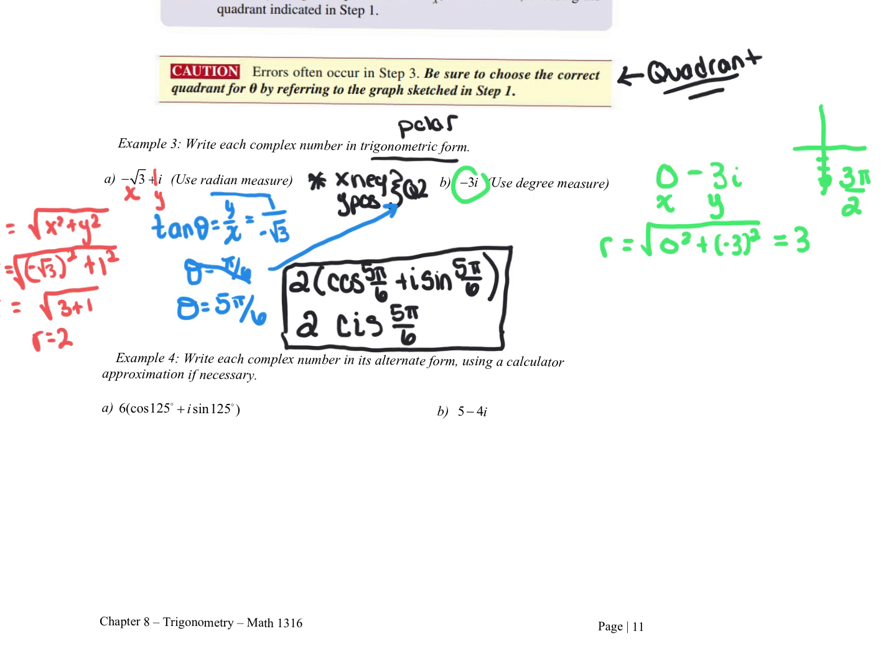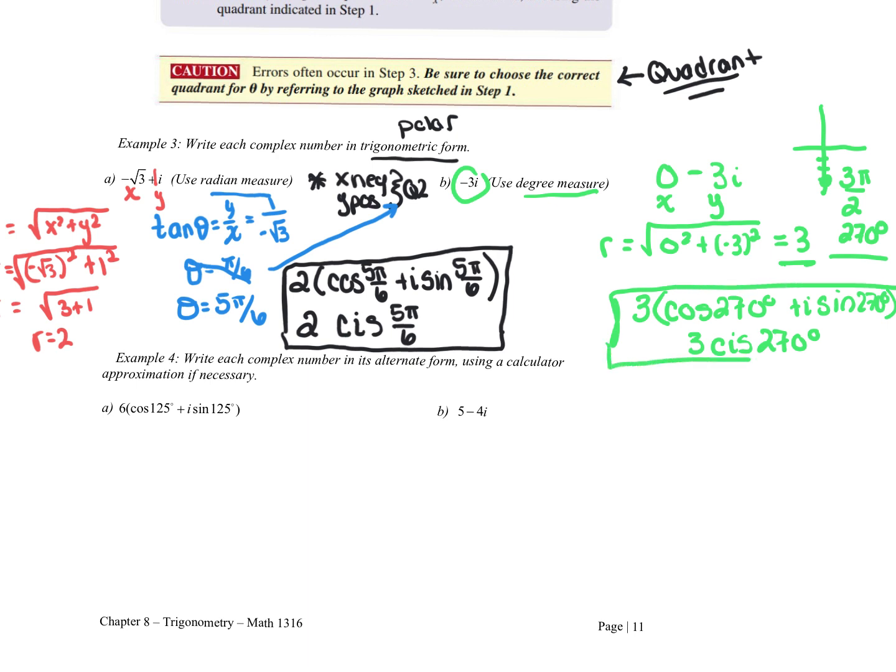Or negative pi over 2. It says in degrees, so let's call it 270 degrees. So I know my r, I know my theta. So I can write this as 3 parentheses cosine of 270 plus i sine of 270. And then shorthand we can write 3 CIS 270 degrees. So either one of these two forms I will accept.